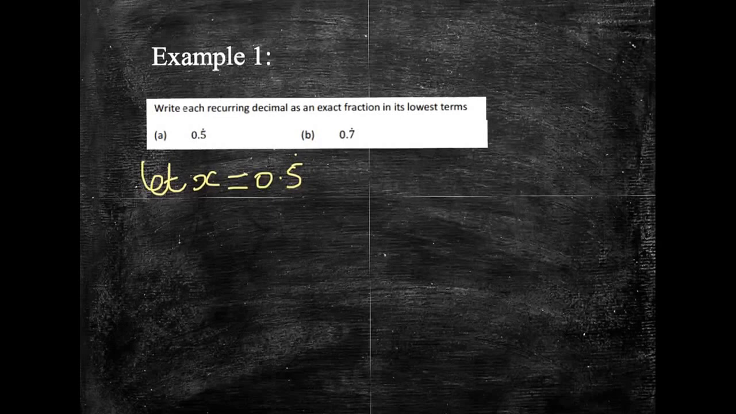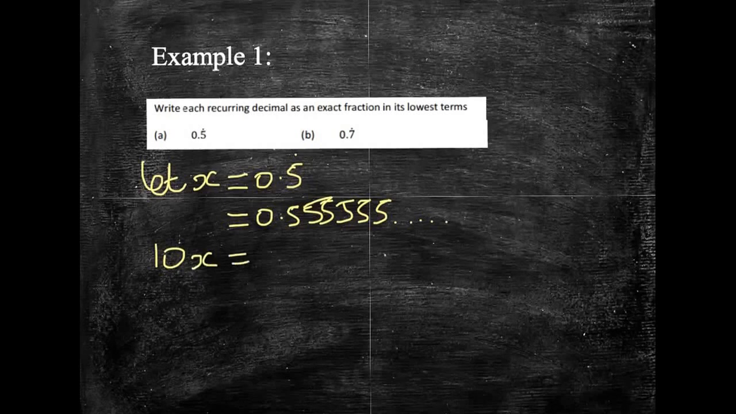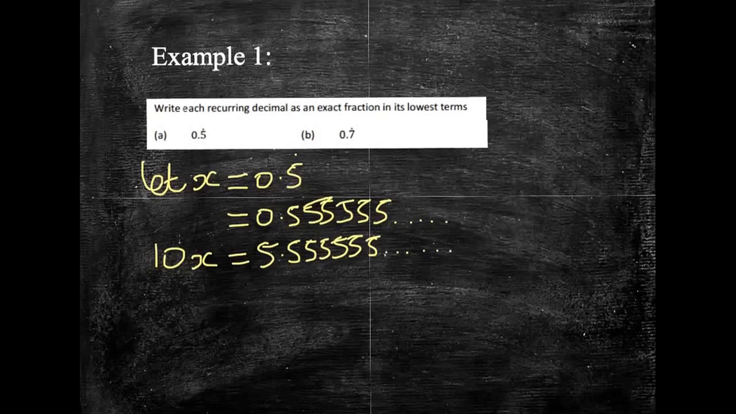Let me see if I can show you. So x, we said, was 0.5 recurring. Well, that's like 0.55555 and so on and so on and so on. If I multiplied this by 10, then 10x would be, remember that what's happening is all the numbers are moving one place to the left, or if you like to think of it as the decimal point moving one place to the right, then 10x would be 5.55555 and so on and so on and so on.